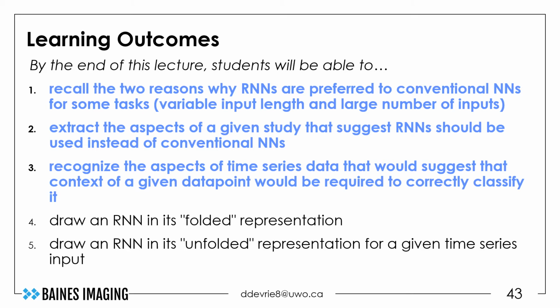So we'll just jump back quickly to our learning outcomes roadmap. As a matter of fact, by going through all these failed attempts to classify these sentences, we really hit our first 3 learning outcomes as well. We've learned the 2 reasons why RNNs are preferred to conventional neural networks: the variable length input and the potential large number of inputs. And through this example of trying to classify this sentence, we've been able to learn how to extract some aspects of a given study that suggest that recurrent neural networks should be used as opposed to conventional neural networks. And we've recognized the aspect of what we'll learn to be called time series data, which suggests that using context is really the correct way to classify a given data point.